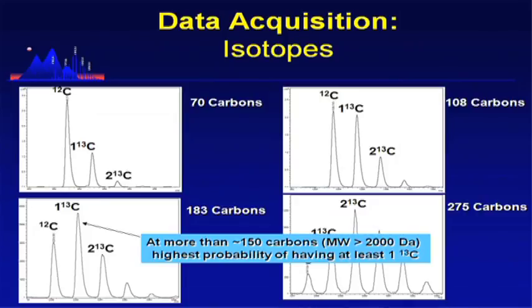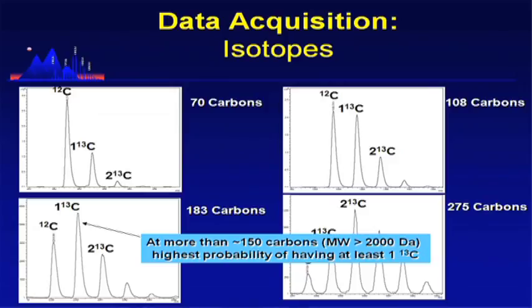As we start increasing the number of carbons, at some point we get to a level, and this is around 150 carbons or more than 2,000 Daltons in molecular weight, where all of a sudden it's more likely that at least one of your carbons will be C13 than none. Okay, so the probability that at least one of them is C13 is greater than the probability of none of them being C13. And so your pattern starts to shift. So now your single C13 peak is the largest, but this is still the mass that we care about. That's still the monoisotopic mass.